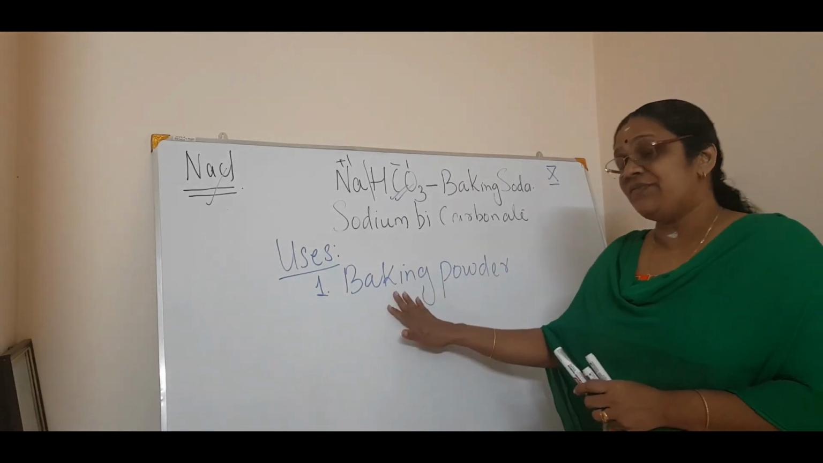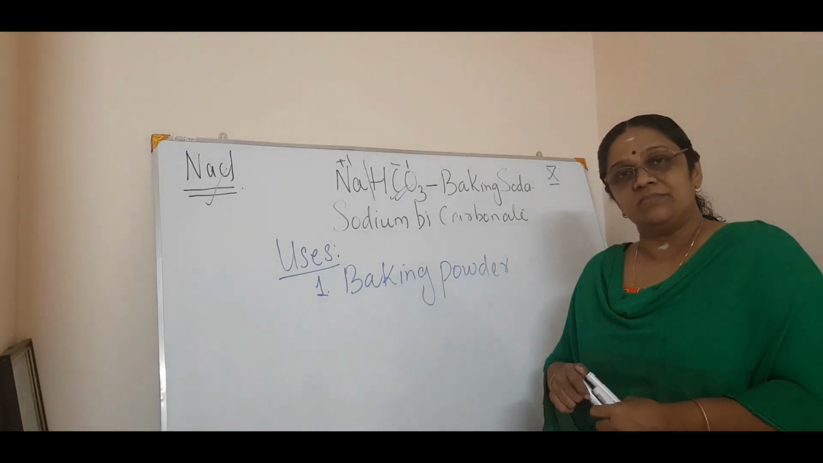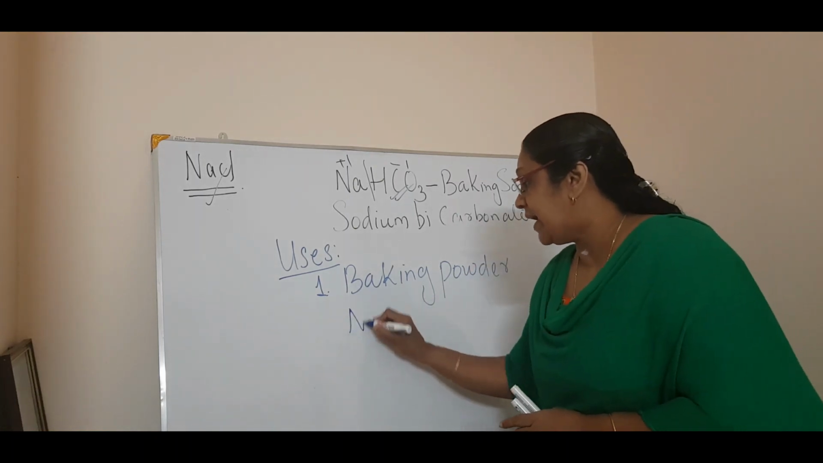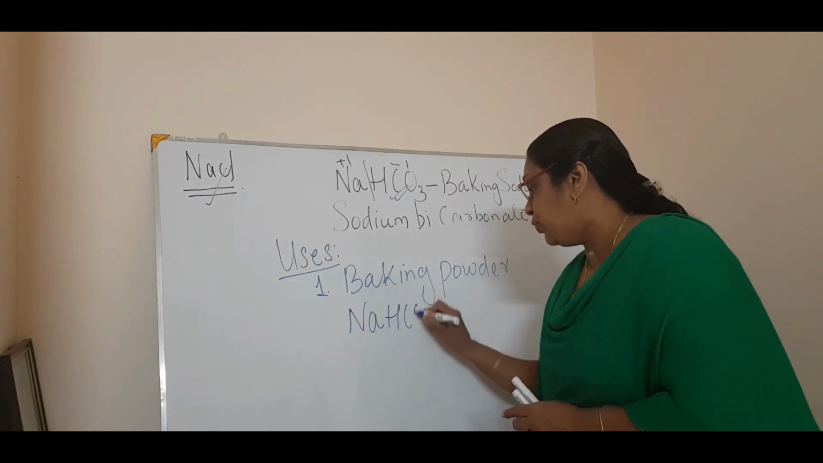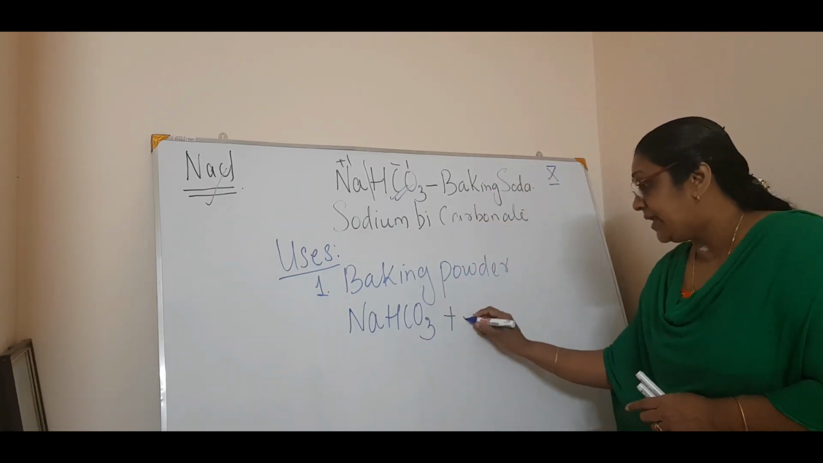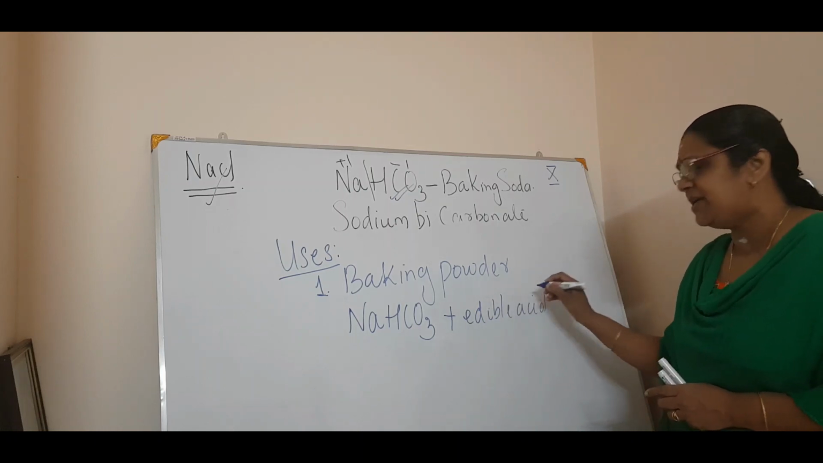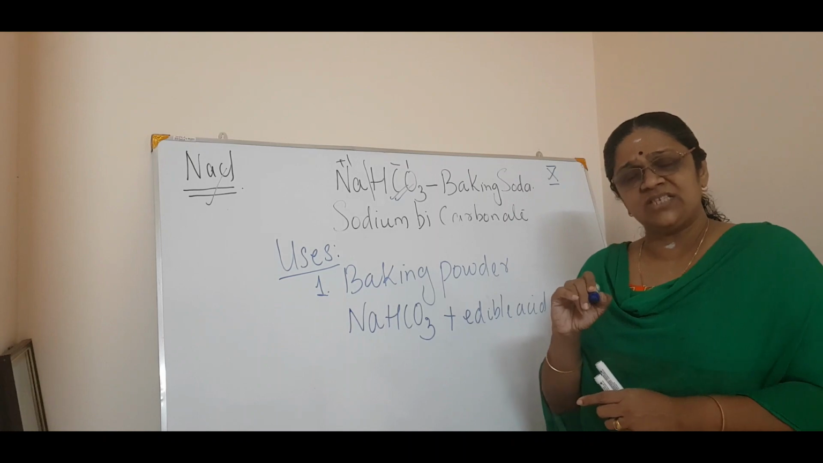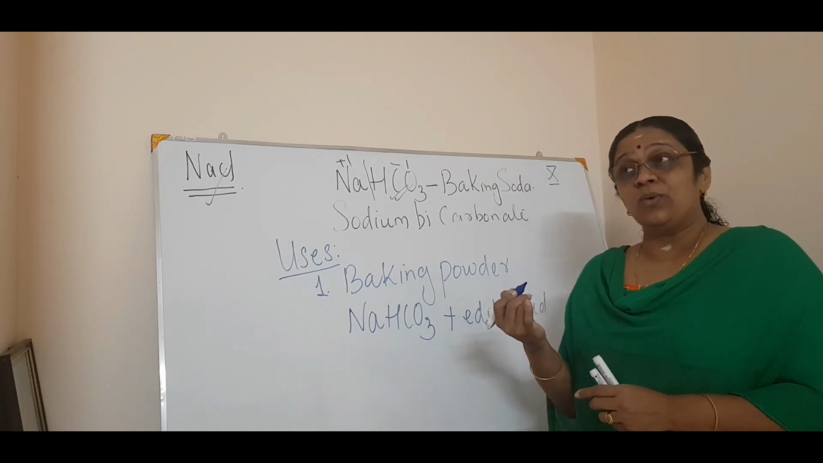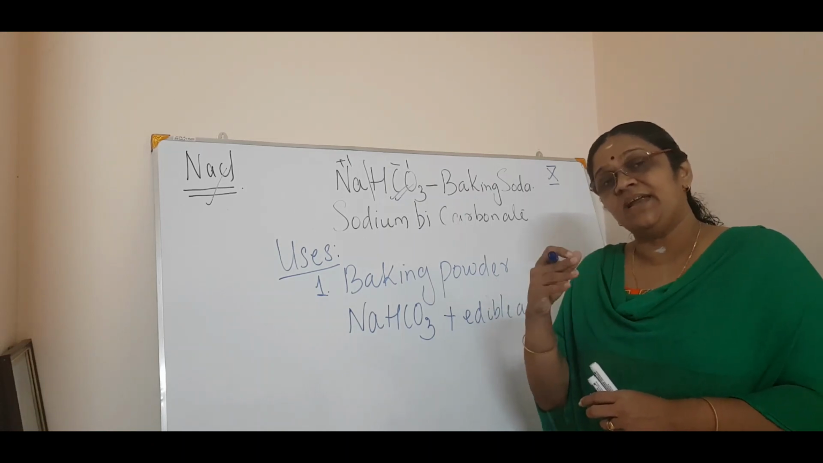Now we will see how you prepare baking powder from baking soda. Baking soda is NaHCO3, you know that NaHCO3 is baking soda. When it is treated with any edible acid, what is an edible acid? Edible acid means we can have it. There is no problem in taking this acid. When you talk about acid, you wonder whether you can take it or not. That is why we said edible acid.